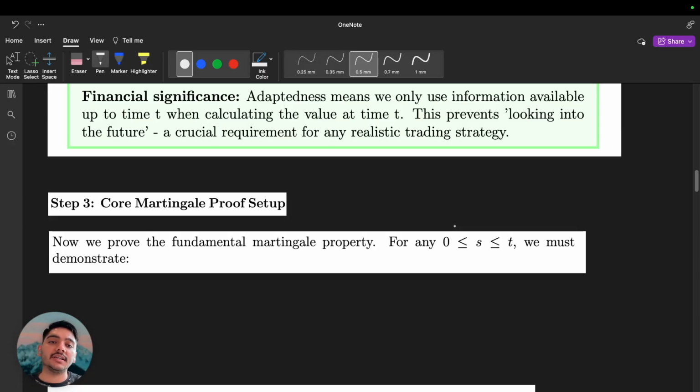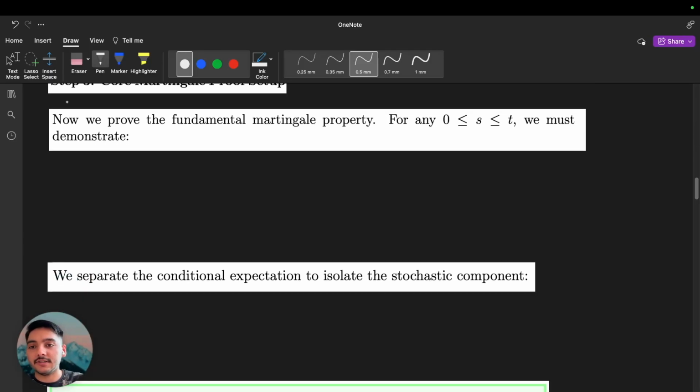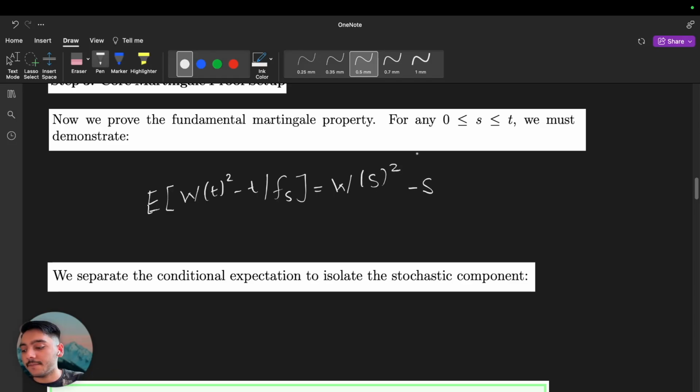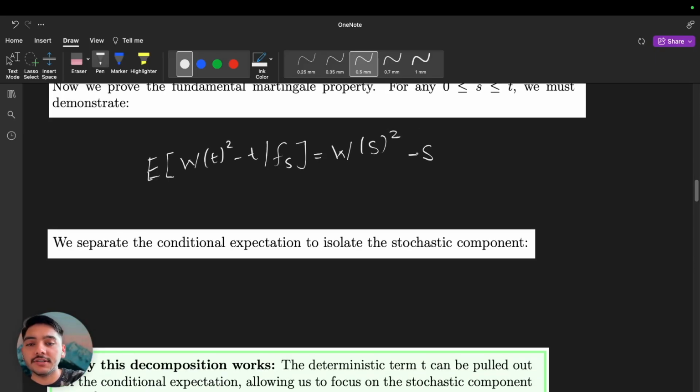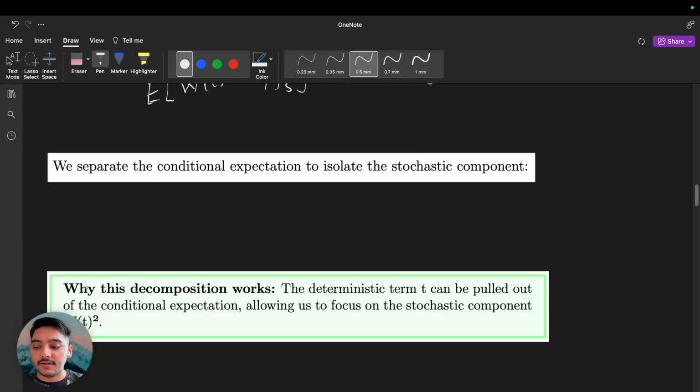For any 0 < s < t, we must demonstrate this condition, which is the expectation of Wt² − t given Fs is equal to Ws² − s. And we separate the conditional expectation to isolate the stochastic component. So to do that, we will write something like this.